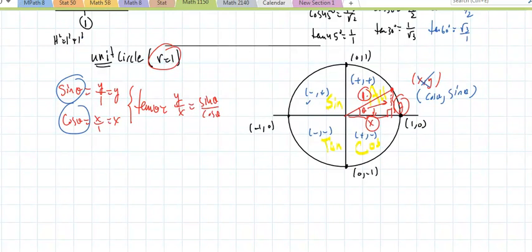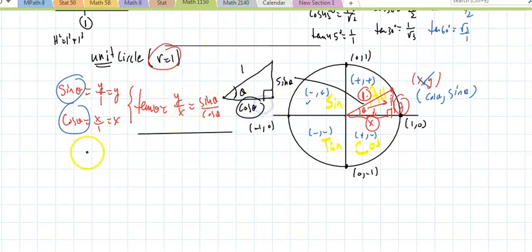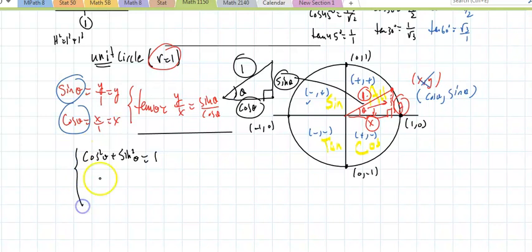And on top of that, if I take this triangle and I copy it down, we said this was a 1. So this is the cosine of theta now, if that's an angle theta. And this is the sine of theta. And if I use the Pythagorean theorem, wouldn't you agree that cosine squared plus sine squared equals 1 squared? And that's the famous Pythagorean identity.